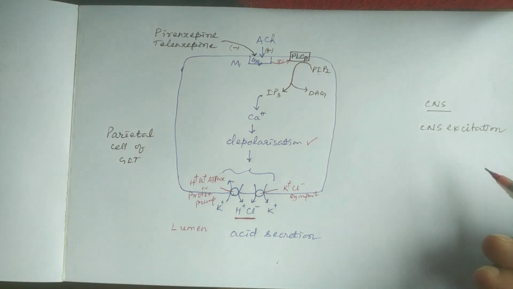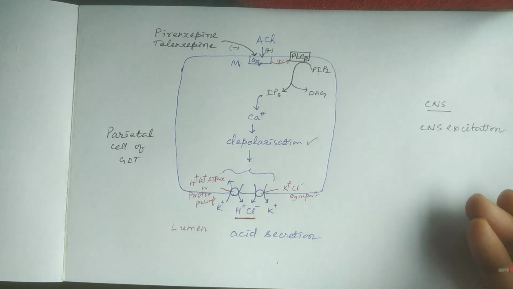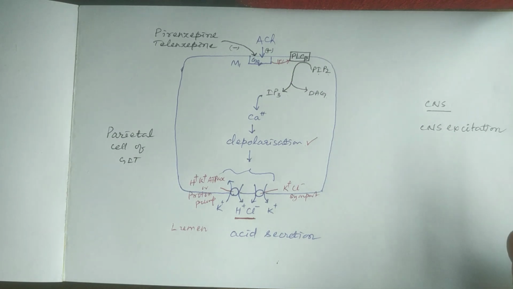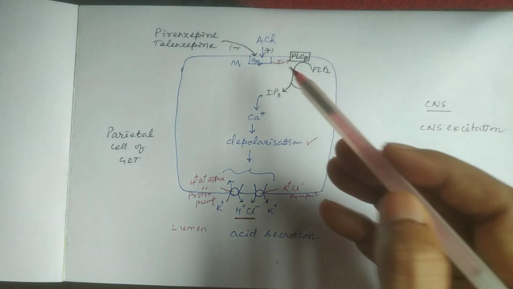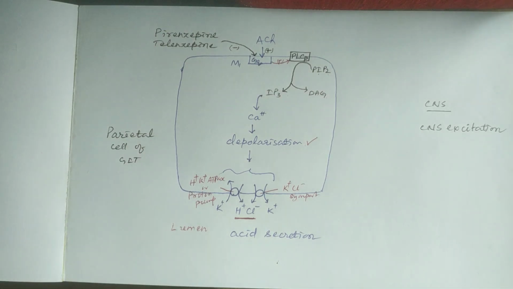And in the CNS, it causes CNS excitation, and that is again through the GQ type G protein coupled receptor, that is M1 receptor. So this is all about the mechanism of M1 receptor, which is a GQ type G protein coupled receptor.